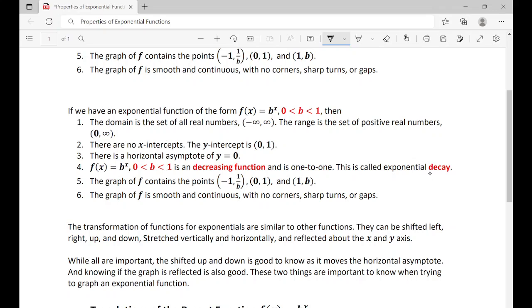So the basic graph of a decay equation is actually going to start high, and then it's going to go low, like so. So it's essentially working in the opposite direction from the growth equation.